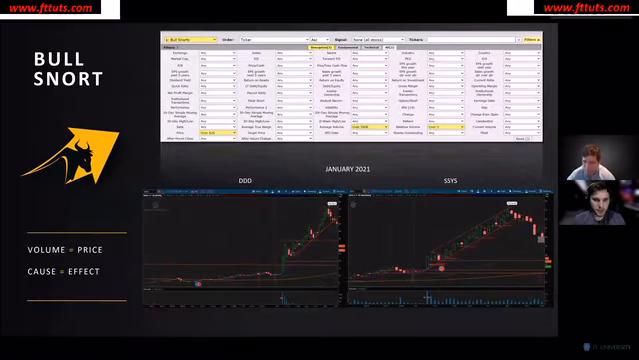And do you consider what's happening to the left of the chart, or you only care what's happening after the bull snort, that the huge volume coming into the stock? So one of the big things that I think is really important when you're analyzing charts is to look for that change of character. In these instances, the bull snort is literally the change of character.